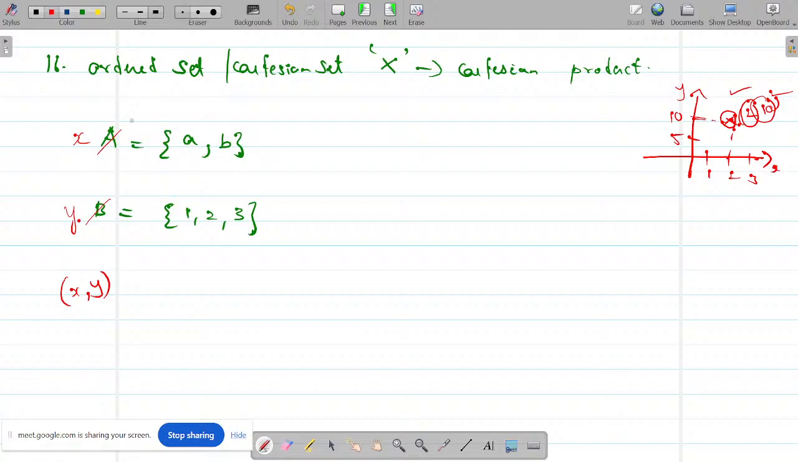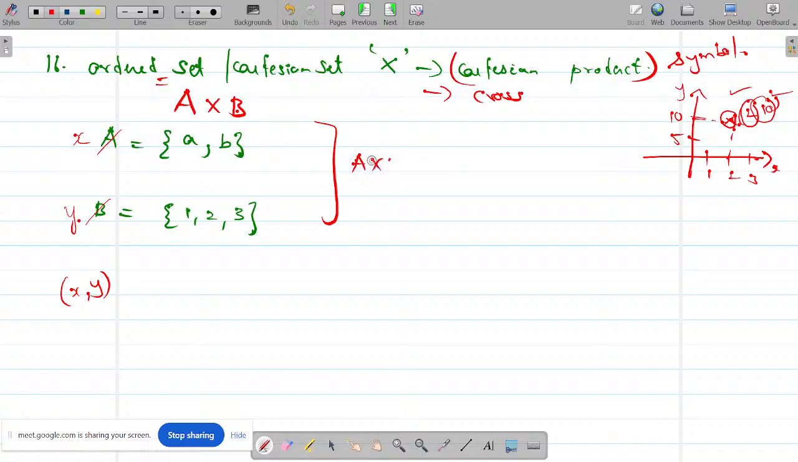Now we are going to take the Cartesian product of ordered sets. The representation used here is A cross B. How do you read it? A Cartesian product B, or A cross B. This is the symbol's name, and this is how you read it. It is named an ordered set, so ordering is important. You cannot change the order. If I write A cross B, it's A cross B only.